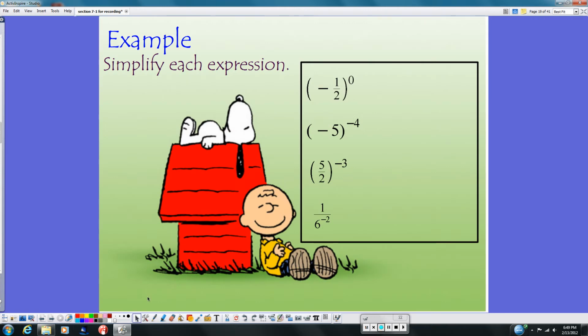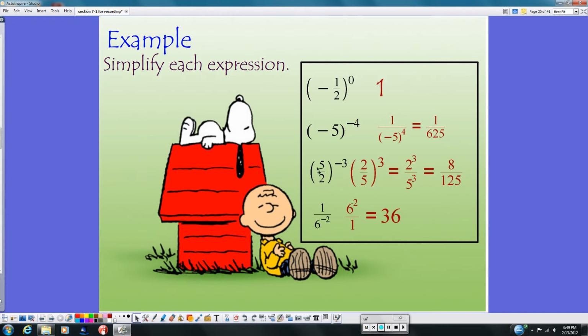Let's try some of these. Negative 1/2 to the 0, negative 5 to the negative 4, positive 5 halves to the negative 3, and 1 over 6 to the negative 2. Well, anything to the 0 power is going to equal 1, so this is equal to 1. This goes to the bottom, but becomes a positive 4 as the exponent. Negative 5 times negative 5 times negative 5 times negative 5 is positive 625.